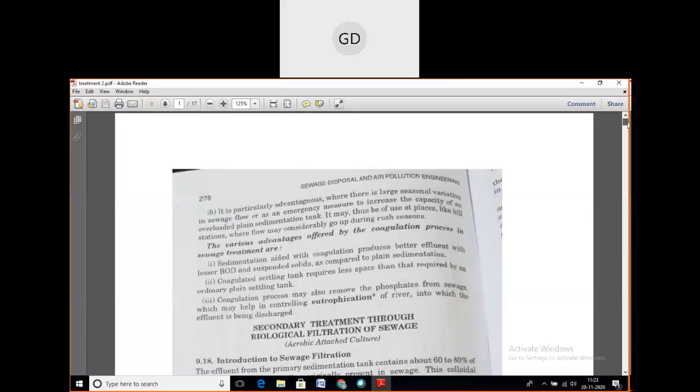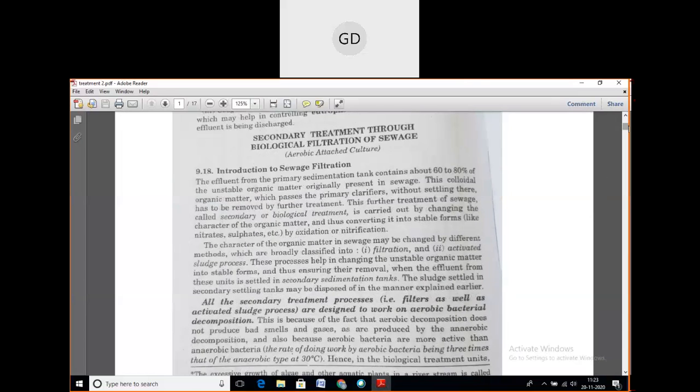So today, after your sedimentation tank, we come to the secondary treatment process. In this we will discuss the aerobic attached culture, which is through biological filtration of sewage. The effluent that comes from your primary sedimentation tank still contains about 60 to 80% of the organic matter, which is unstable in nature and present in the sewage.